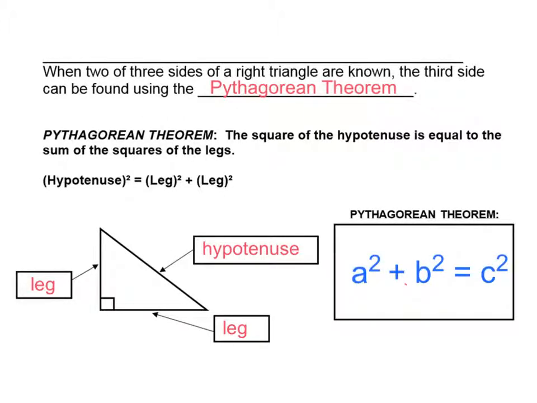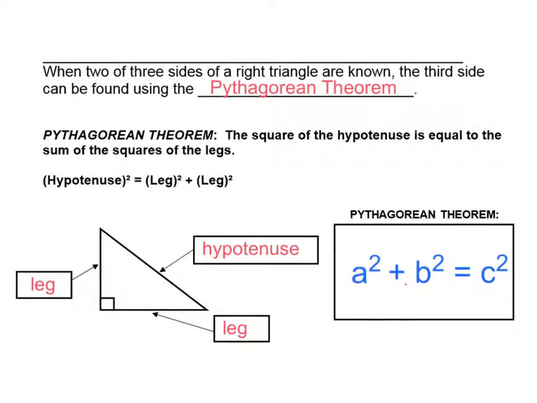When two of the three sides of a right triangle are known, the third side can be found by using the Pythagorean Theorem. The Pythagorean Theorem states that the square of the hypotenuse is equal to the sum of the squares of the legs. So hypotenuse squared is equal to one leg squared plus the other leg squared. But we need to know how to label those triangles.